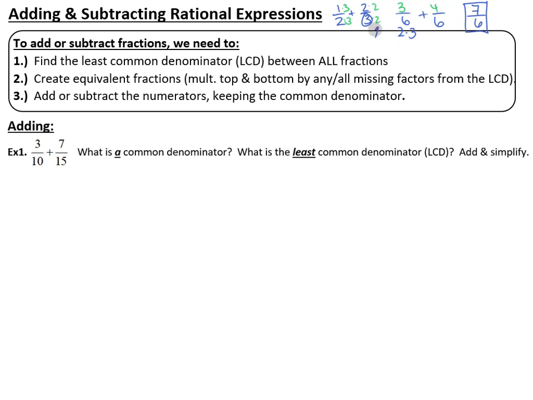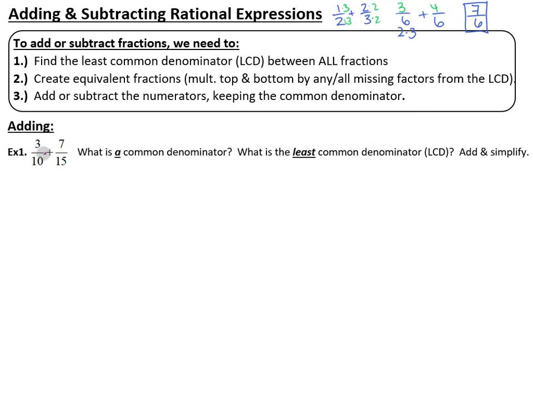This had a 2 and was missing the factor of 3. This had a 3 and was missing the factor of 2. So that's what we're alluding to here. Multiply top and bottom by any or all missing factors. That helps us create those equivalent fractions. Then we get to add or subtract the numerators, like we added 3 plus 4 to get to 7, and keep the common denominator. Okay, so we're going to be doing that idea.